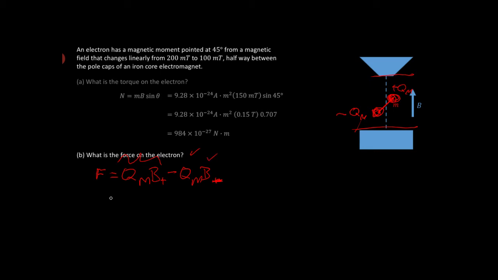And actually, we could just have 2QM times delta B. That's because, let's say we have B plus, that's going to be the value of B in the center, which was this 150 millitesla right here, at the actual point where the electron is. So this is the actual spot of the electron.